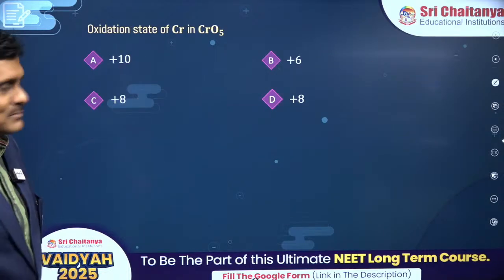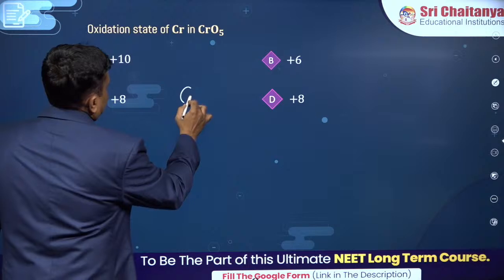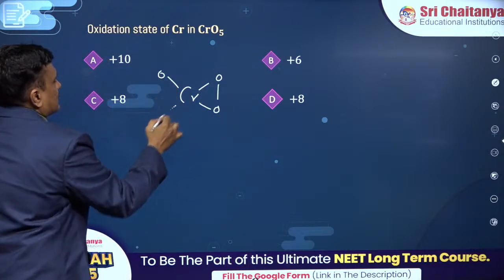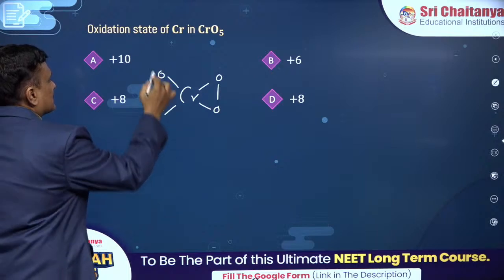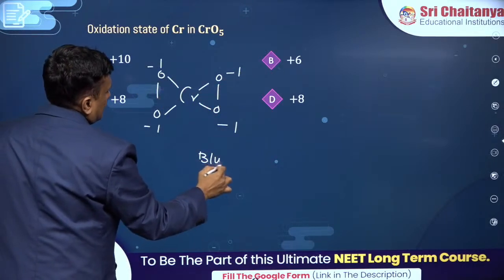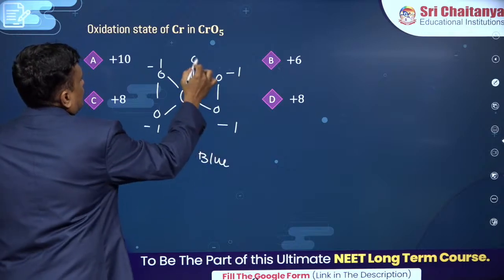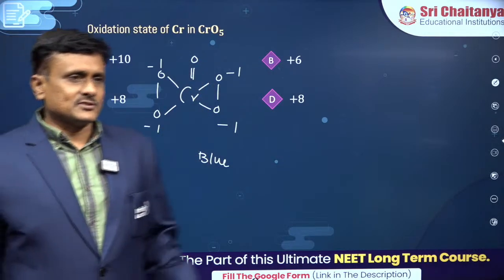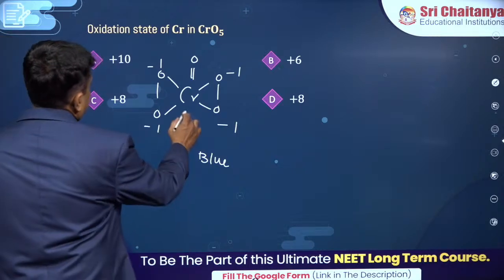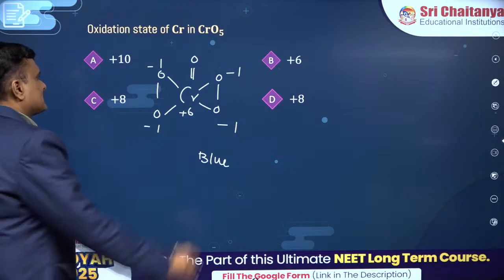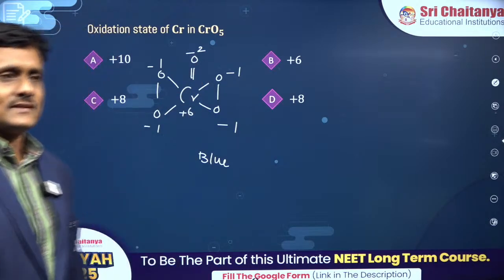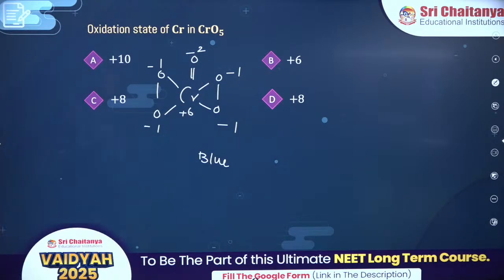Oxidation state of chromium in butterfly. You know that this butterfly is very famous for its oxidation state of chromium, number of peroxy bonds, and its blue color, isn't it? It comes from the reaction of potassium or sodium dichromate with H2O2, a famous compound. And it is not plus 10 but plus 6, because there is only 1 oxide, remaining 4 are peroxides. We know this, right? Blue color solution.